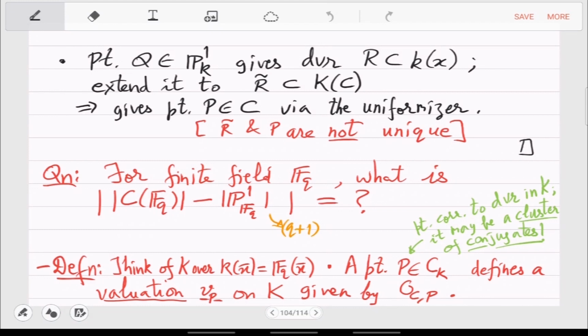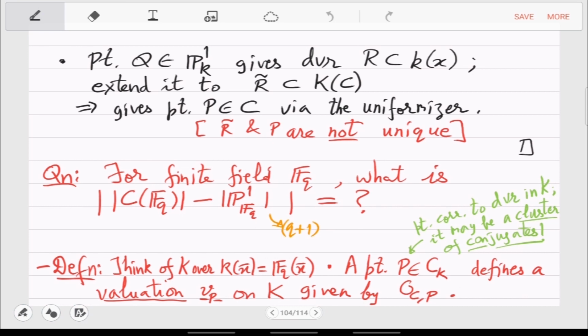In the algebraically closed case, DVRs actually correspond to an actual point. In the finite field case, DVRs will actually correspond to irreducible polynomials. So it will not be an actual root, it will be a root with all its conjugates. For example, if you don't have square root 2 available, then the point cannot be square root 2; the point will actually be square root 2 and minus square root 2. They will be clubbed together, so your polynomial will be x square minus 2.